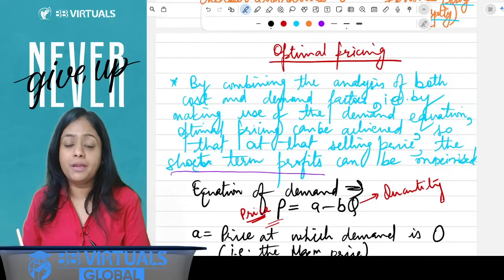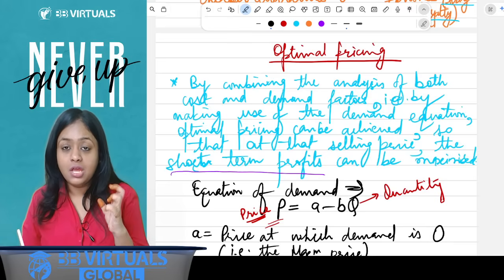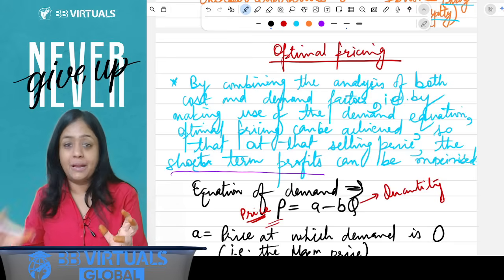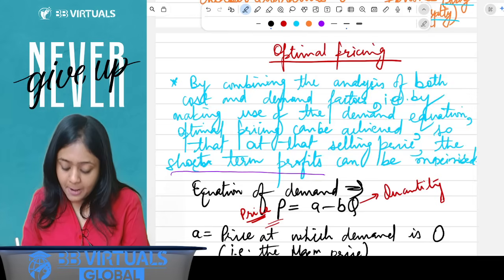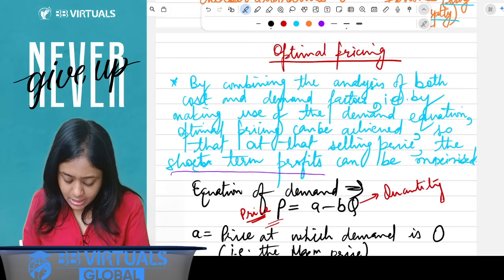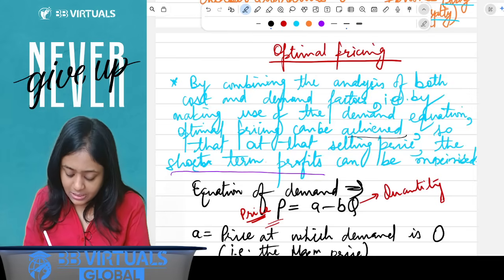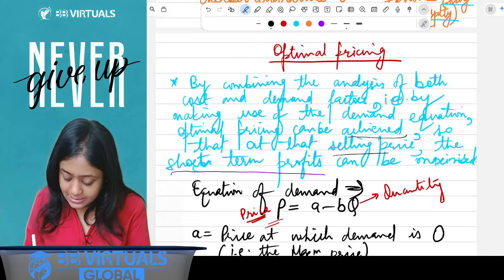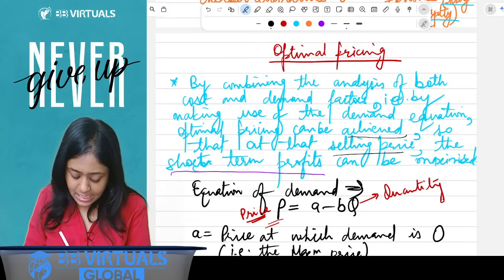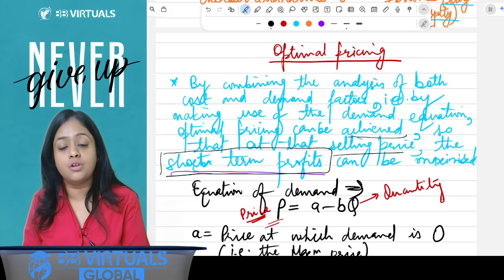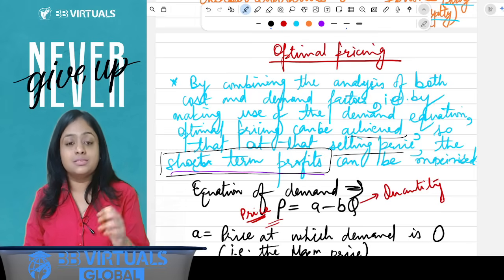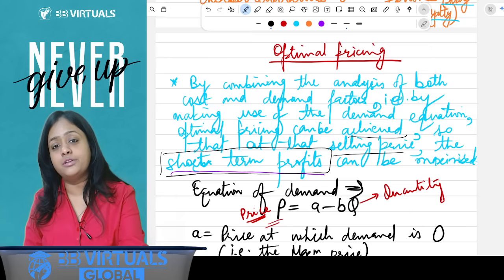So, optimal price is the combination of both cost and demand equations. It simply means that by making use of the demand equation, optimal pricing can be achieved, so that at the selling price the short-term profits can be maximized. Remember that pricing also focuses on the short-term profits only. So it is that point where the short-term profits can be maximized.